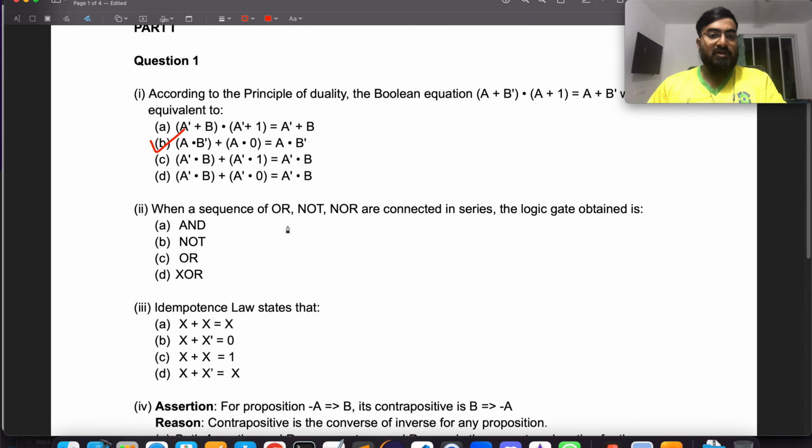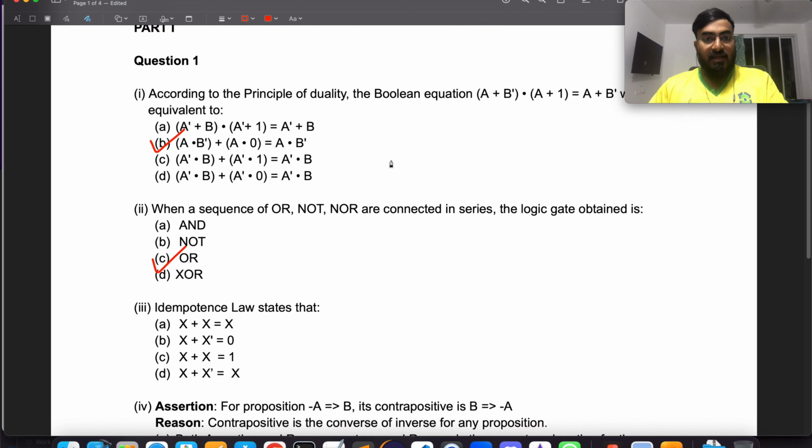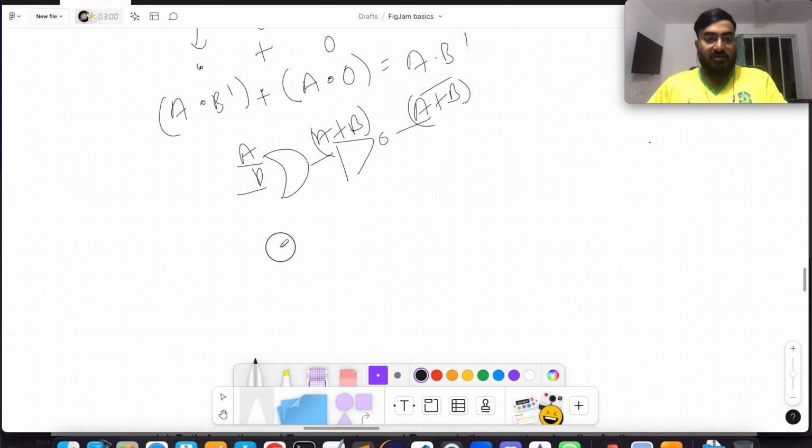Okay, moving on to question 2. When an OR, NOT, NOR are connected in a series, the logic gate would be OR. So for example, you have two inputs, a and b, so this is going to be your OR gate, a plus b. Then you have a NOT attached to it in series, so this becomes a plus b whole bar. And then in the series attached a NOR gate. So if you have p and q going to a NOR gate, this is going to be p plus q whole bar. So the NOR gate gets the same input.